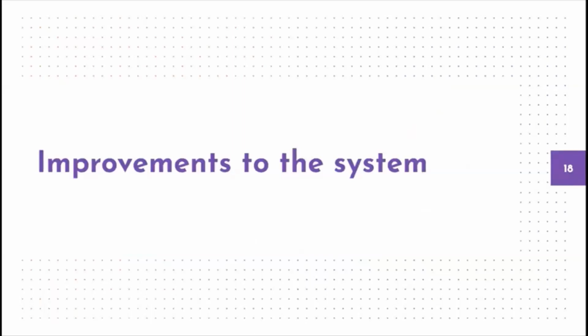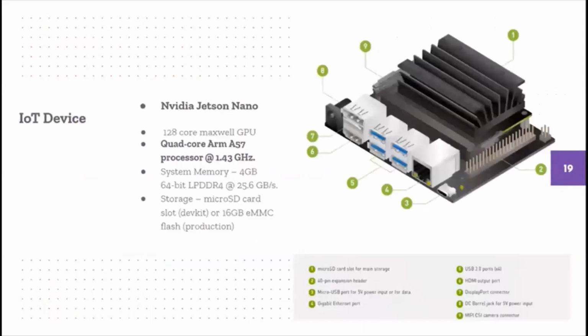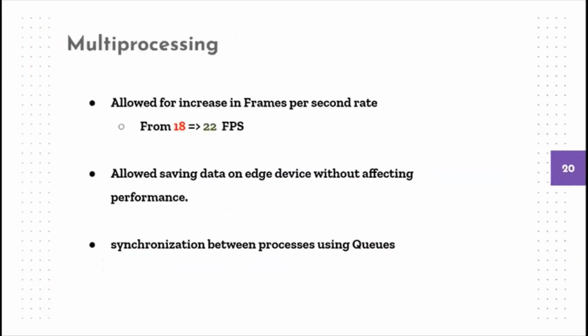So what we did instead is use multiprocessing. By multiprocessing, we are using more than the 2 cores generally used. We are using all the 4 cores of the Jetson Nano. Enabling multiprocessing allowed the frames per second to increase from 18 to 22 frames per second.